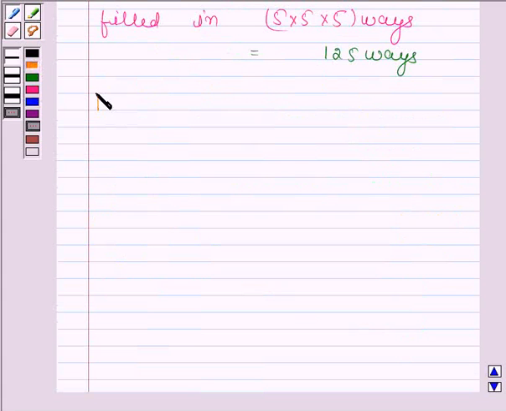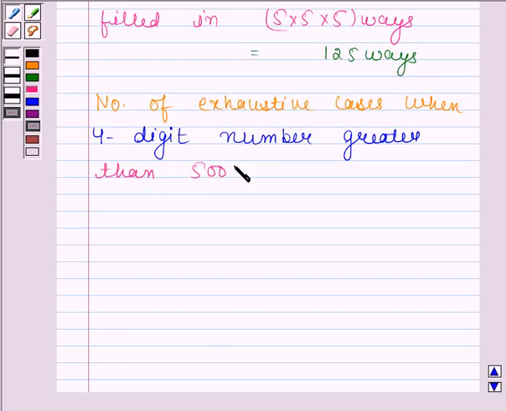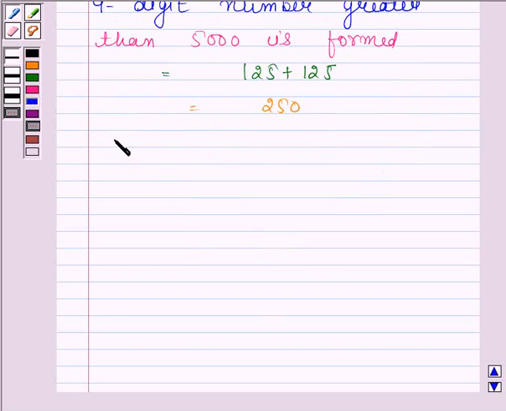The number of exhaustive cases when 4-digit number greater than 5000 is formed, is equal to 125 plus 125, and this is equal to 250. Now the 4-digit number should be divisible by 5.